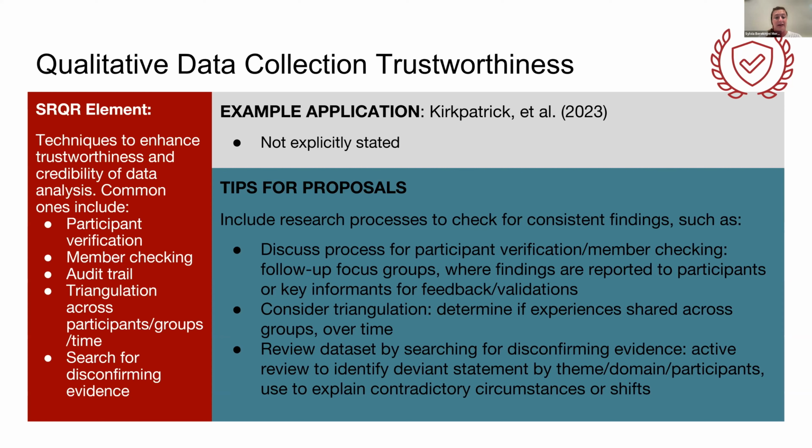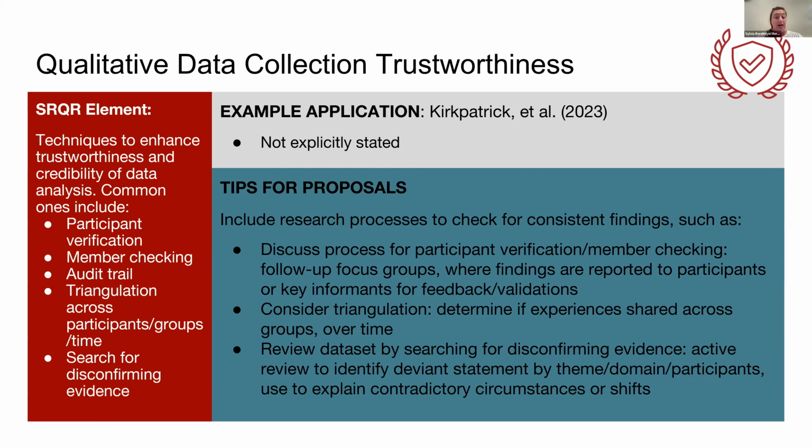And then the other thing to look for is something called searching for disconfirming evidence. And this essentially is a way to go back and review your raw data to see if there's any sort of deviation from what you've identified through any theme or domains throughout your research process. And it's a great way to explain contradictory or circumstantial shifts in thinking, especially as, as we all know, data collection might be a long process. So we might be shifting our thinking over time.